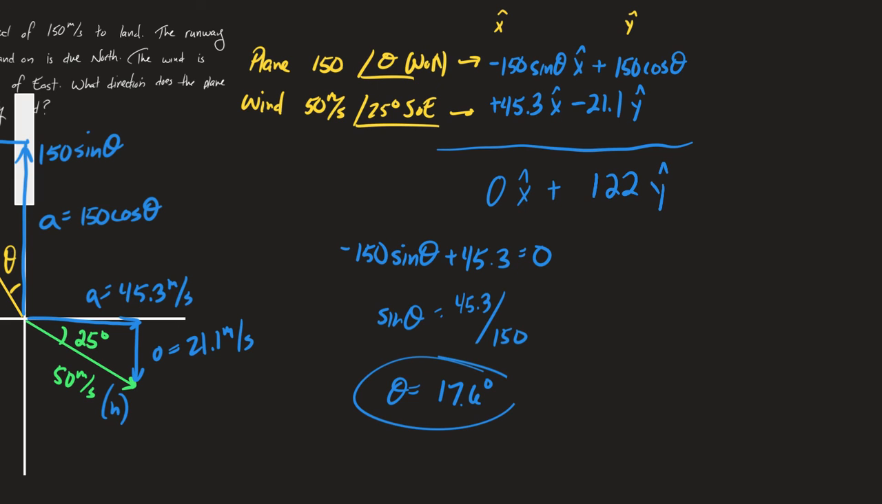So the plane is flying 150 meters per second relative to the air. It will land on the ground traveling 122 meters per second in the y direction. And it's because the wind is slowing down its progress along the ground, which is why this is less than the 150 of the plane.